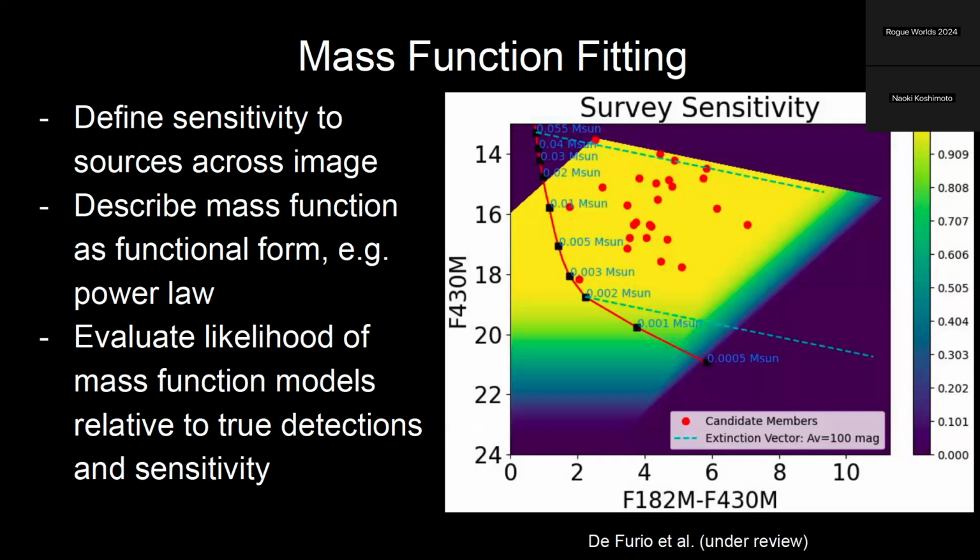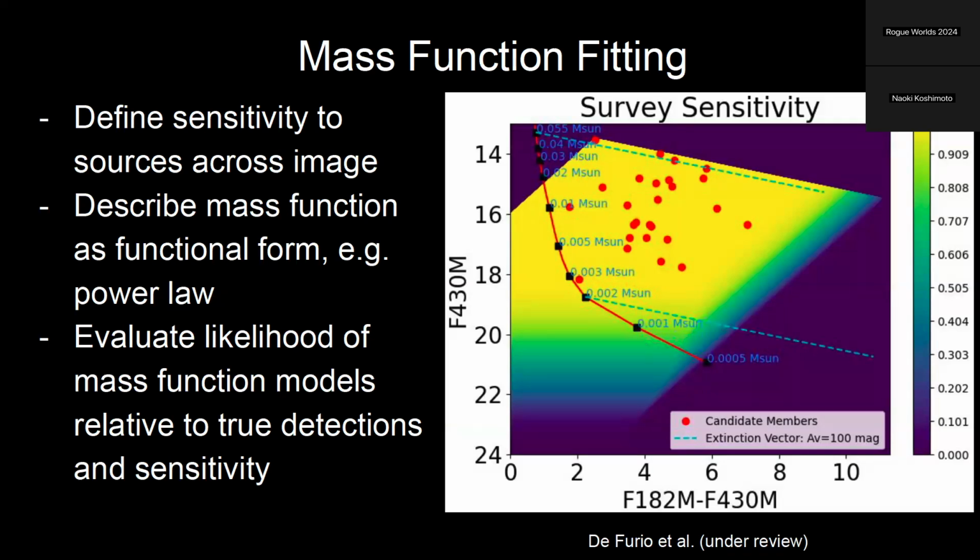Yeah, so this purple region, we wouldn't be sensitive to any of these objects over here, but in the yellow region, we're going to recover them 100% of the time. Then we define the mass function as some functional form, for example, a power law. And we just randomly sample the power law indices.